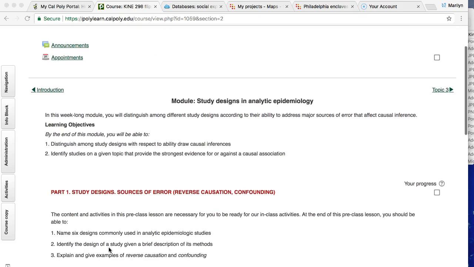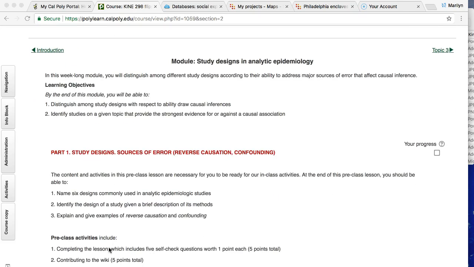I decided to flip a module in my class on disease epidemiology in the Department of Kinesiology and Public Health, on study designs in analytic epidemiology and sources of error. So this module I decided would take 1 week.